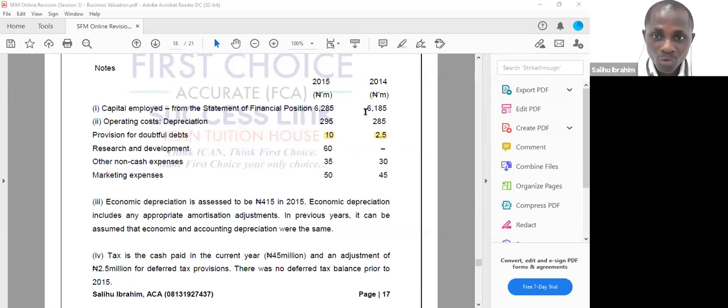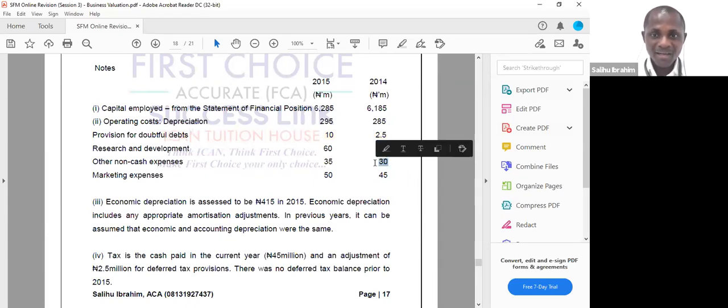That's the reason why we are adding 12.5 back to this figure. So I will pick this one, okay? I will add back 285. I will also add back 12.5, not 2.5. I will add back 12.5. Now, other non-cash item 30, I will add it back. Marketing expenses 45, I will also add it back.